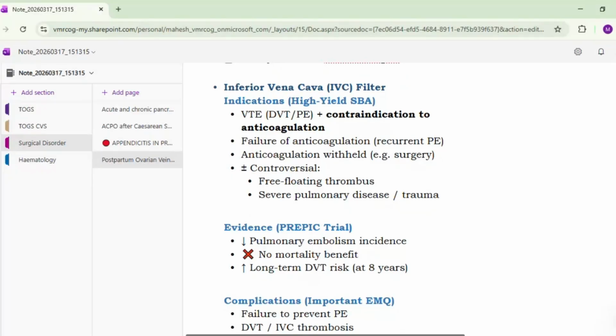VTE plus there are contraindications to anticoagulation. That becomes the indication for IVC filter. So when there is a VTE, but there is contraindication to anticoagulation, that is the indication for IVC filter, or there is a failure of anticoagulation such as recurrent pulmonary embolism, or anticoagulation is withheld because of surgery. Other controversial indications will be free floating thrombus or severe pulmonary disease, trauma, etc.